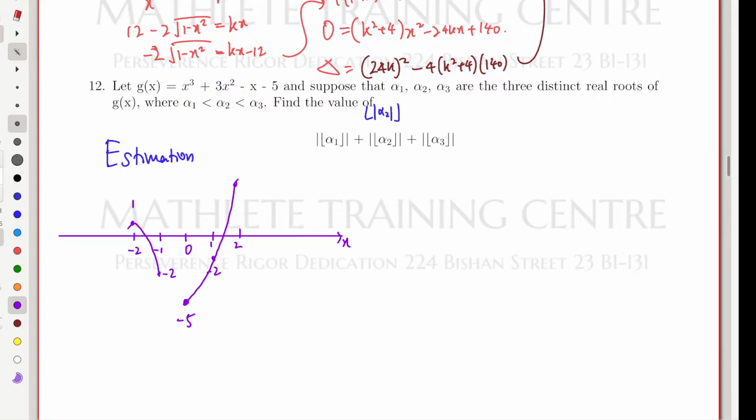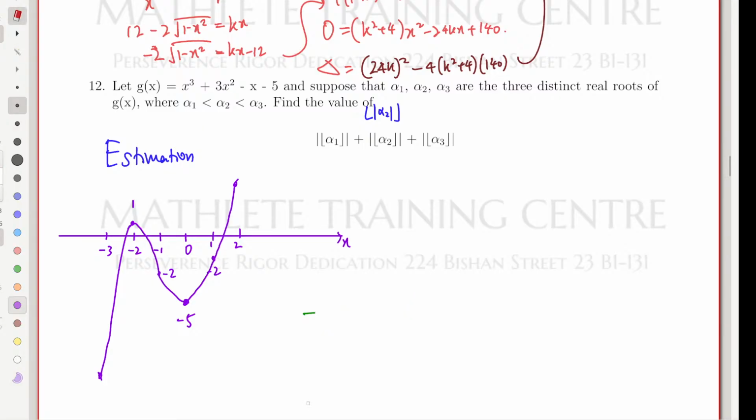Oh, wait, there's one thing I forgot to check. I forgot to check the value at negative 3, but I think that one is pretty easy to check because it's minus 27 plus 12 plus 3 minus 5. It's going to be very negative. This is negative 17. So it's already down here. Of course, it's not a straight line, so it looks something like that.